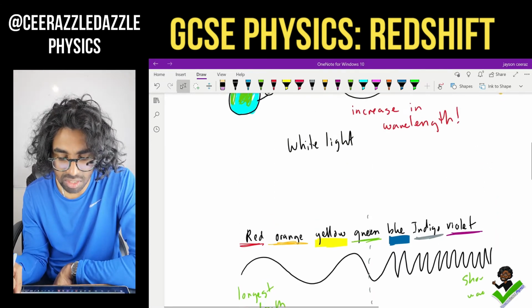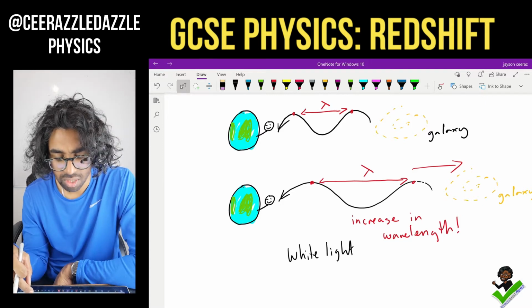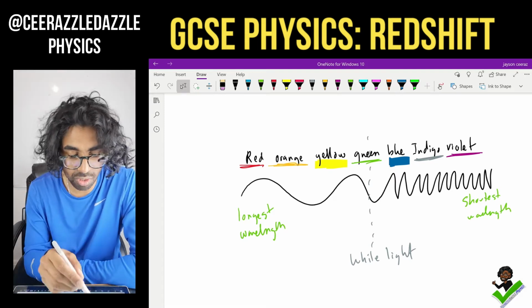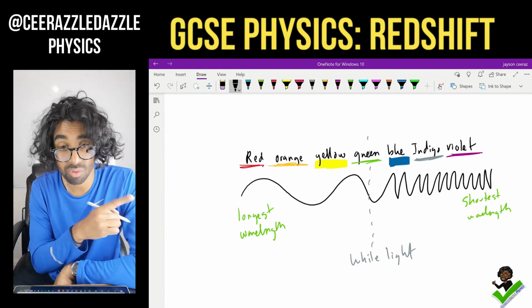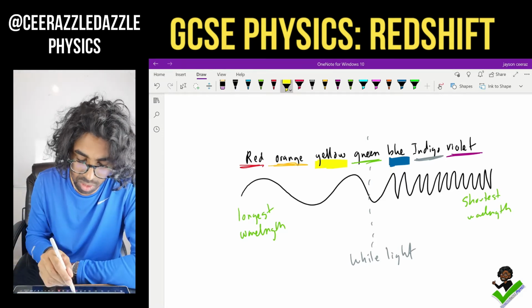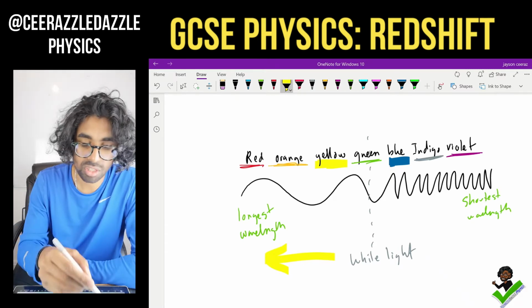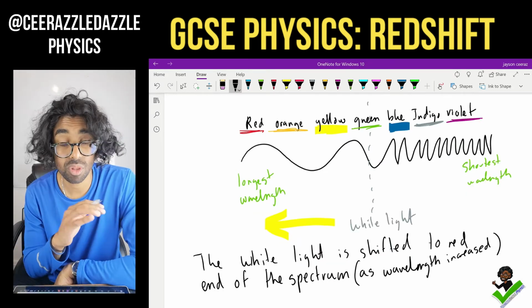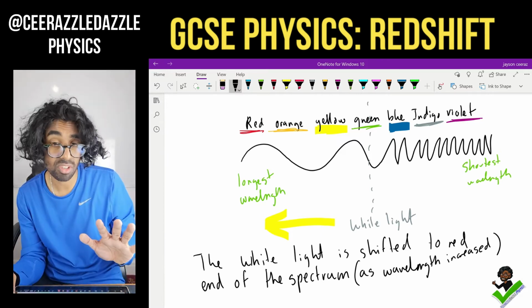But you now know that if the galaxy is moving away from me, the wavelength of the white light will increase. So look again. If the wavelength increases, which side is it going to shift to? Think about it. If the wavelength increases, am I going to the left or to the right? Well, hopefully we can see that I'm going to be moving in this direction. Why? Because the wavelength is increasing. So I am shifting to the red end of the spectrum. Yeah, so the white light has shifted to the red end of the spectrum.